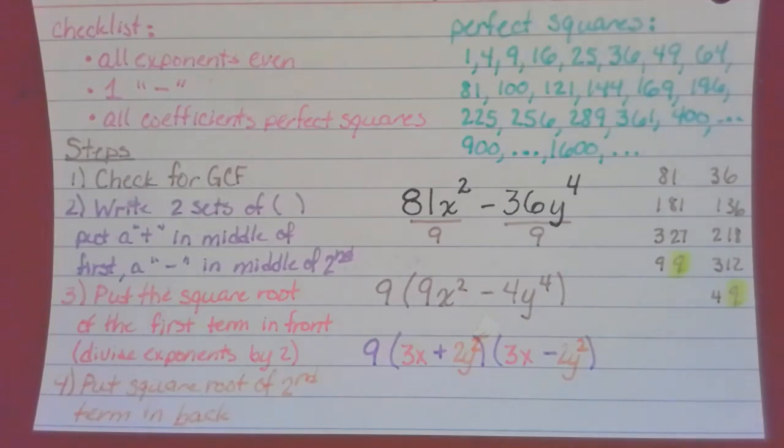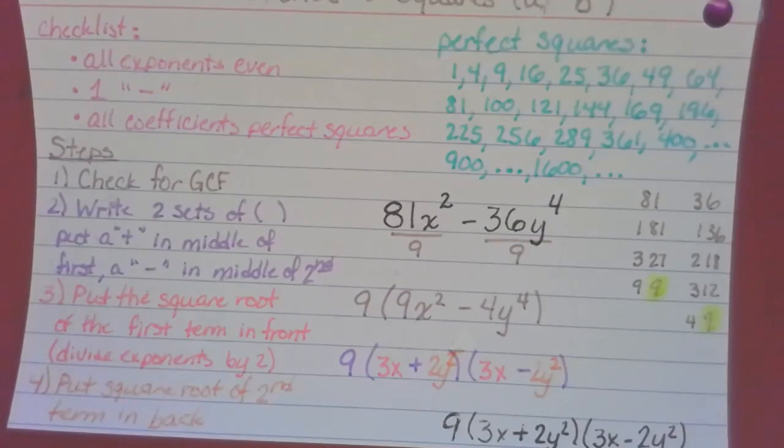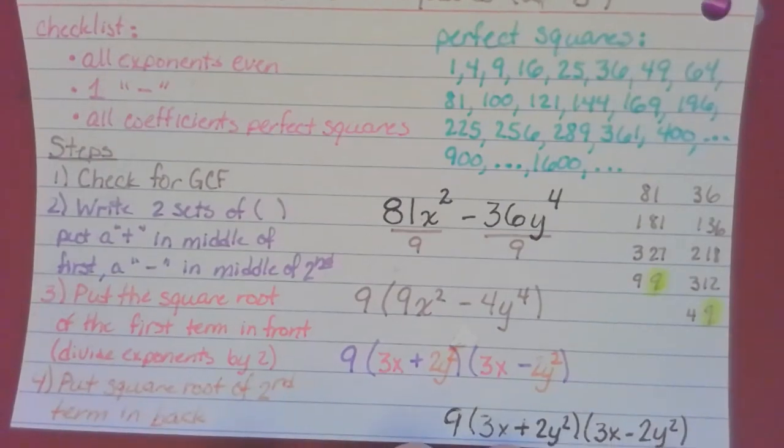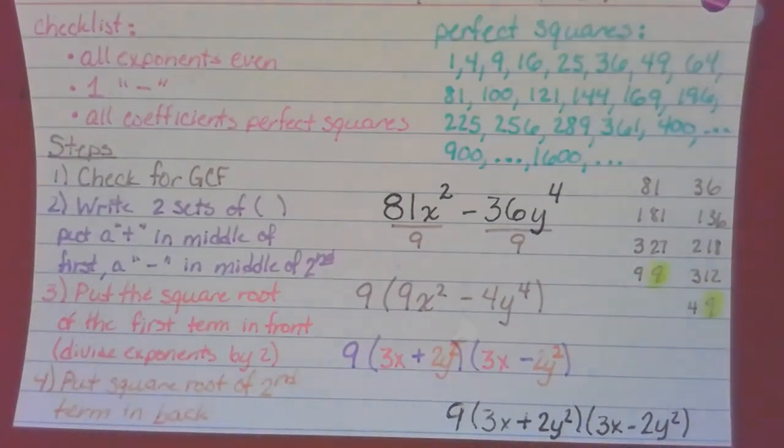Then, like everything else, you have to double check your parentheses to make sure you can't factor anymore. In this case, I can't, so my final answer is 9 times the quantity 3x plus 2y squared times the quantity 3x minus 2y squared. I just rewrote it so that it's all in one color and it can be read clearly.